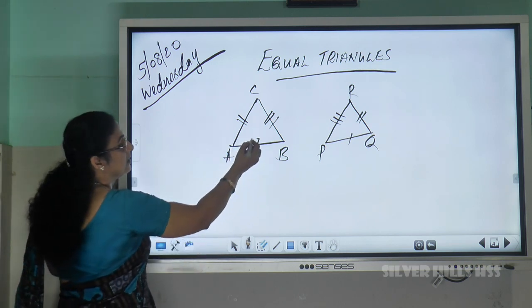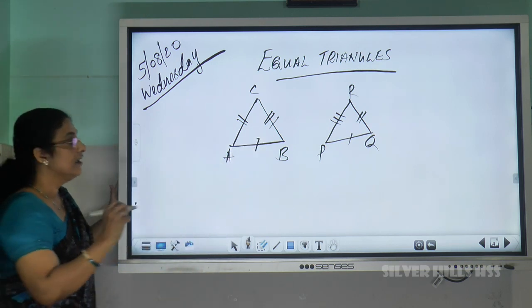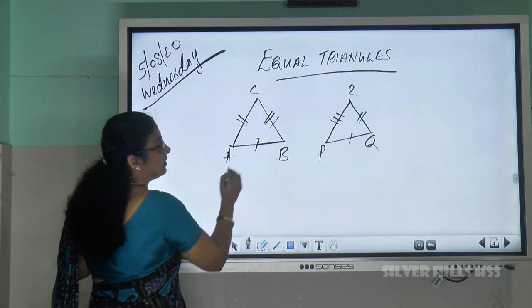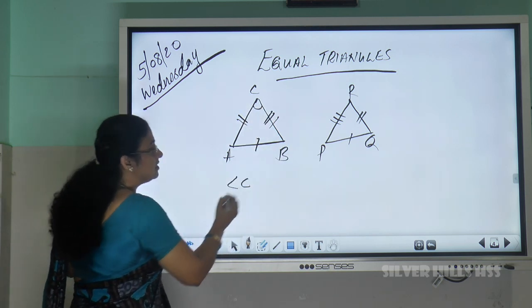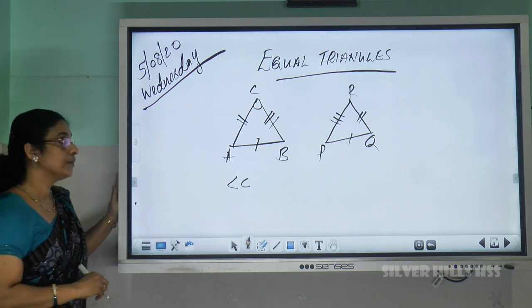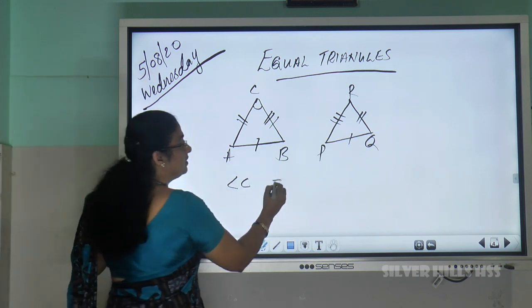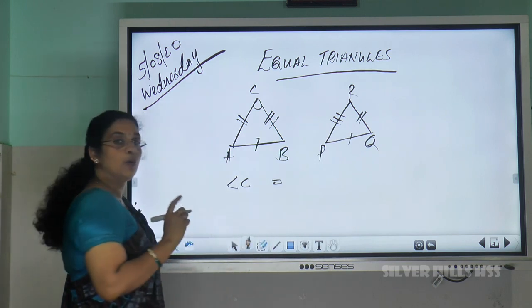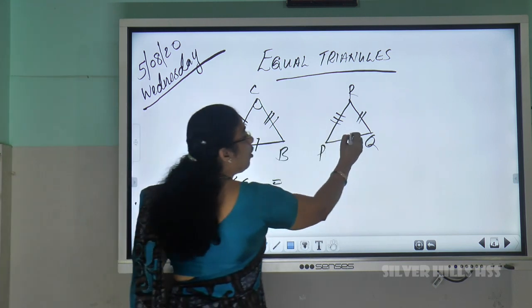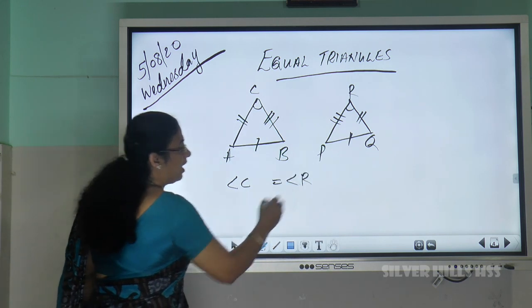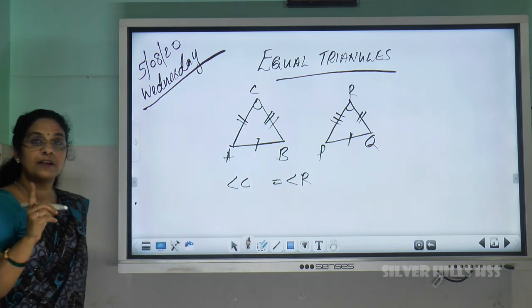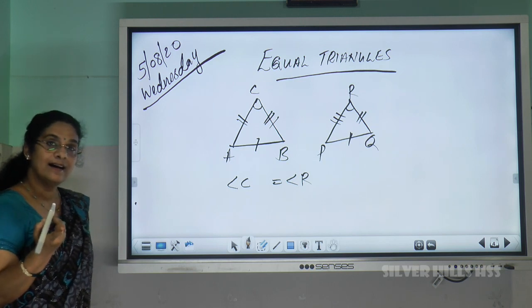Here, in triangle ABC, take the first side AB. Angle C is opposite to AB, and in triangle PQR, the angle opposite to PQ is angle R. That is, angle C will become equal to angle R.